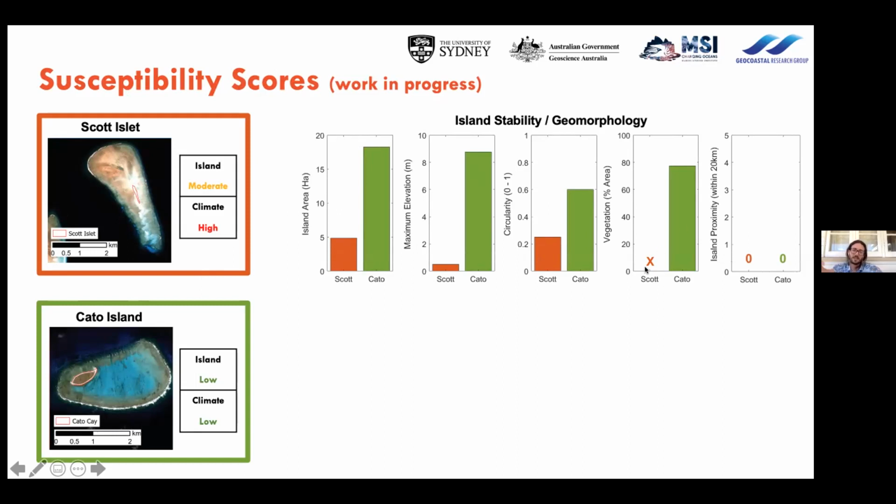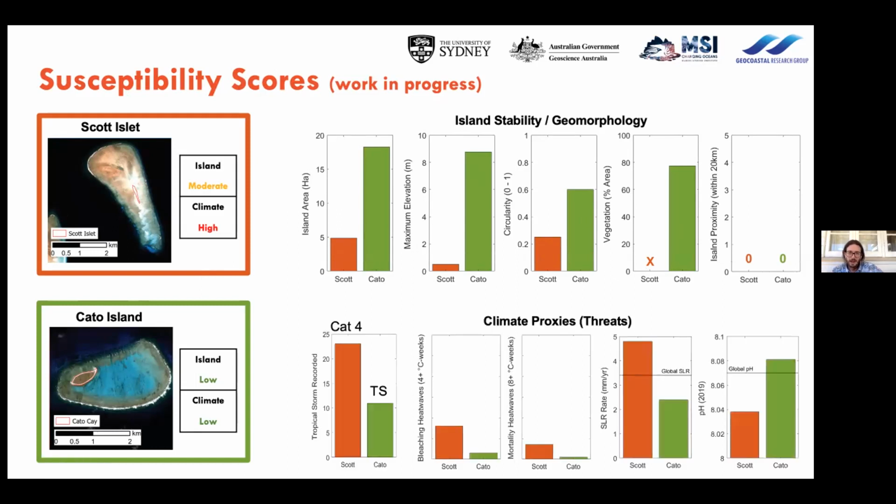So instantly you can see that they're very different. And when we go to climate proxies, we can see that in the Northwest, in the Scott Reef, we have way more storms and a higher category of storms. So Cat 4 compared to a Cat 0 or tropical storm, and more bleaching history as well in those areas. And again, Scott Reef has a higher rate of sea level rise and a lower pH. So maybe the environment there is a bit more hostile to the reef itself.